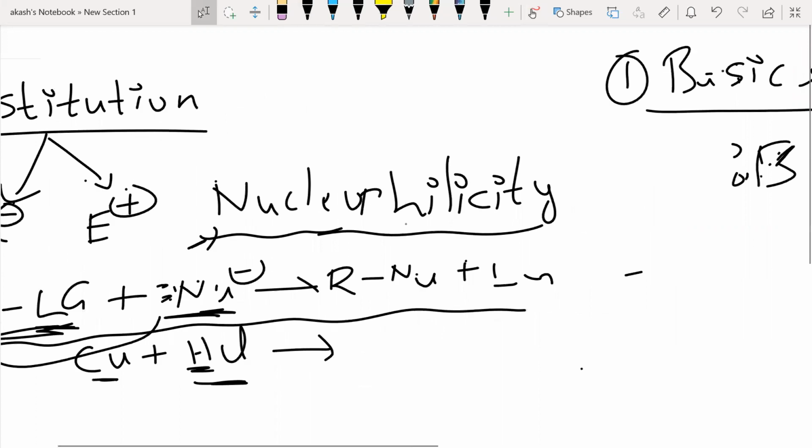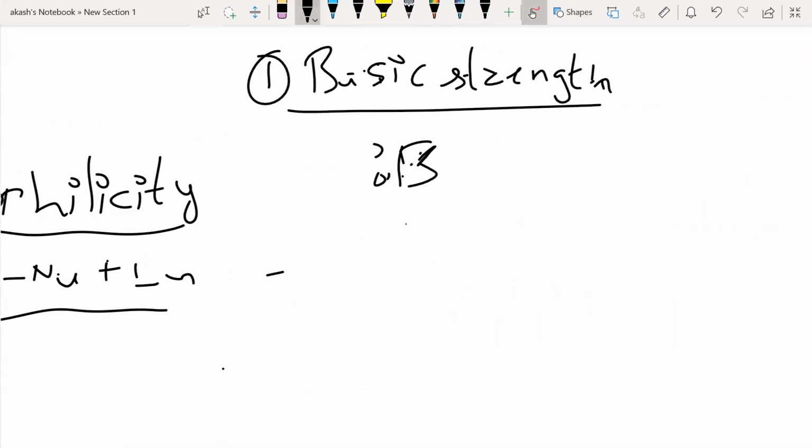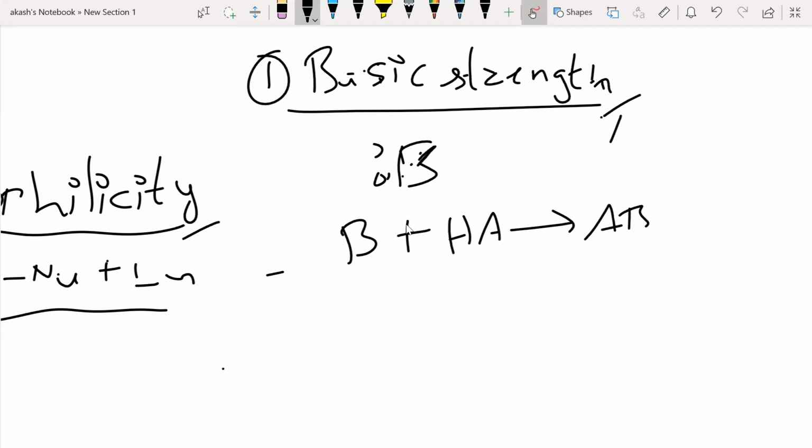So what I can say from this is that there is going to be some difference between your nucleophilicity and basic strength. Even though they're almost similar, they're not exactly the same. Why? Because basic strength is a thermodynamic property, in the sense that if I have a base, and I have an acid, say HA, I'm going to form a neutralization reaction, isn't it?